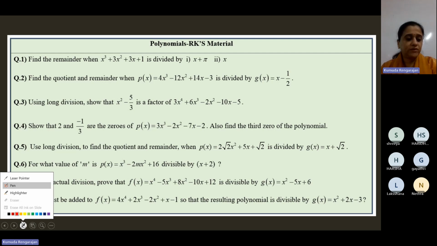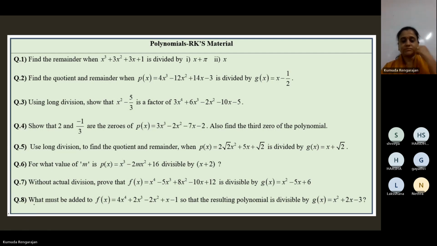We'll do the second one. Find the quotient and remainder. That's of 8th standard. This question is of 8th standard. Find the quotient and remainder when p of x. So this is how we name a polynomial. P of x is the way we name a polynomial.